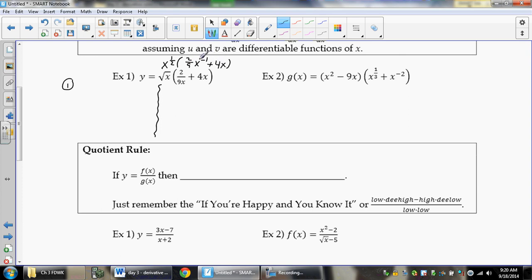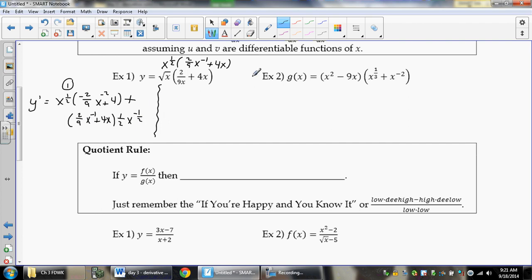Again, I want a coefficient and an exponent whenever possible. So then when I go to take the derivative here, y prime is going to be the first times the derivative of the second, and the second being everything in the parentheses. So that's going to be negative 2/9 x to the negative 2 plus 4. So there's the first times the derivative of the second plus the second times the derivative of the first. And I don't care if you distribute. You can write this down and walk away.